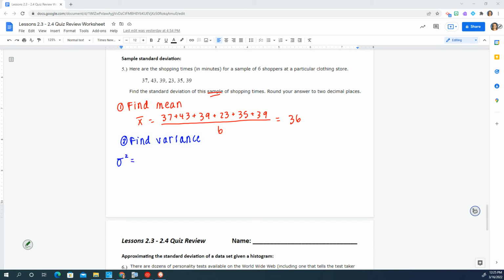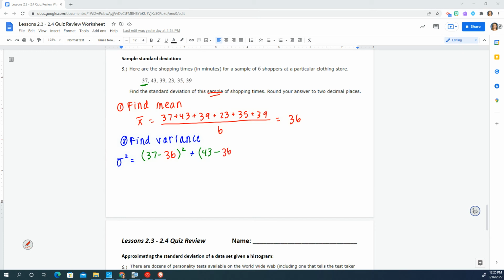All right, so same steps. Start with each data entry. Figure out how far away it is from the mean. So 37 minus 36, that's obviously 1. And like I said, you can write it as 1 if you want to. Square that. Plus, next one, 43. How far does that deviate from the mean?